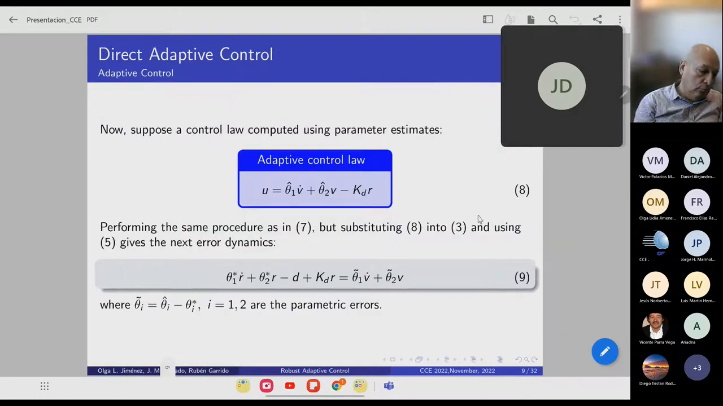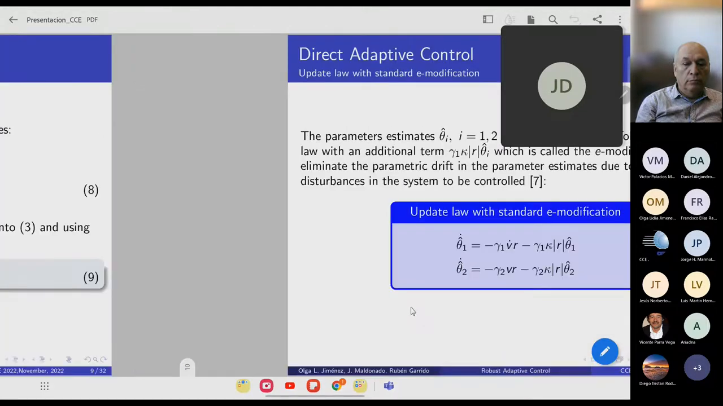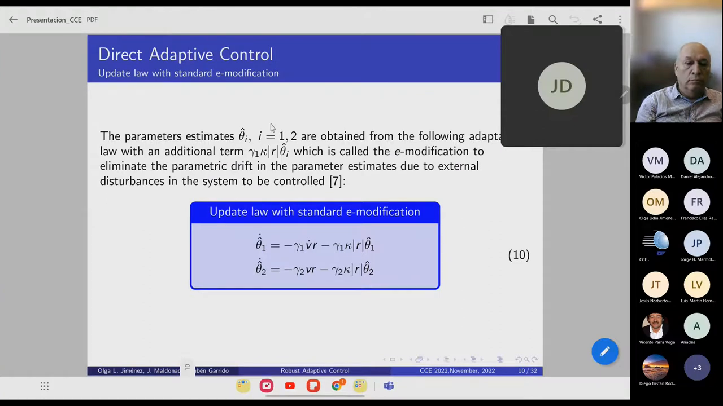Now we can suppose that we use parameter estimates, and now we have an adaptive control law. With this adaptive control law, we can perform the same procedures as before, and now we have an error dynamics. With this error dynamics, we can now have parametric errors, and with these parametric errors, parametric estimates. These parametric estimates follow the adaptation law, now with an additional term called the e-modification. This term we use to eliminate the parametric drift in the parametric estimates due to external disturbance in the system to be controlled.